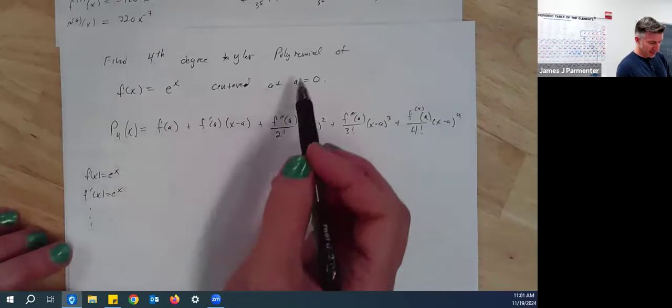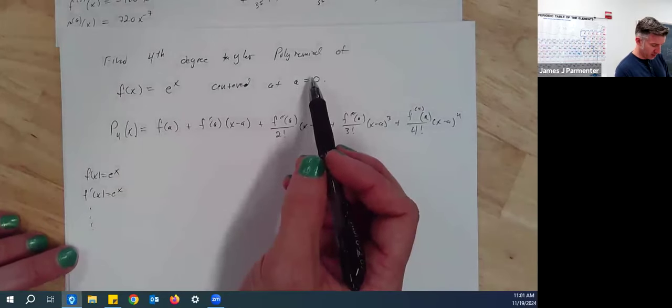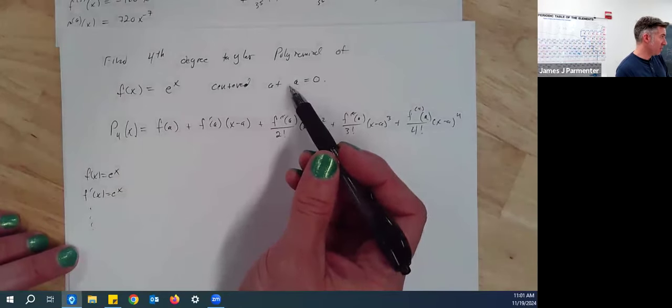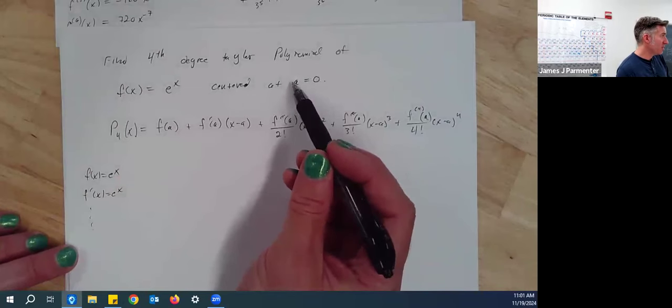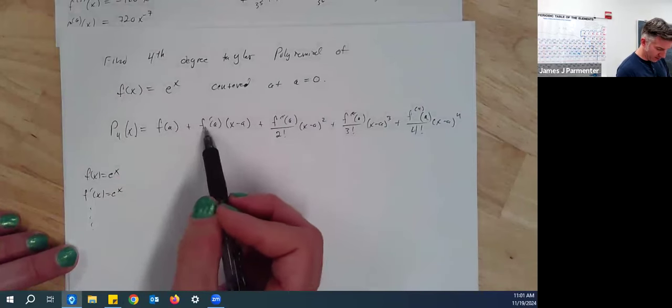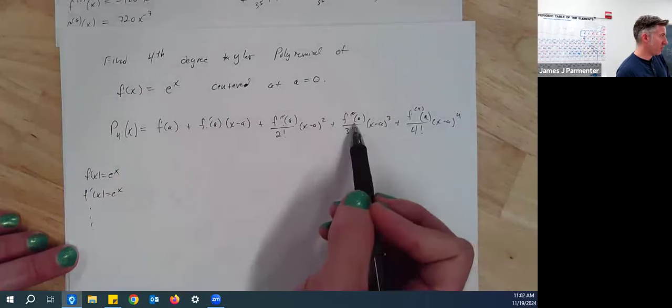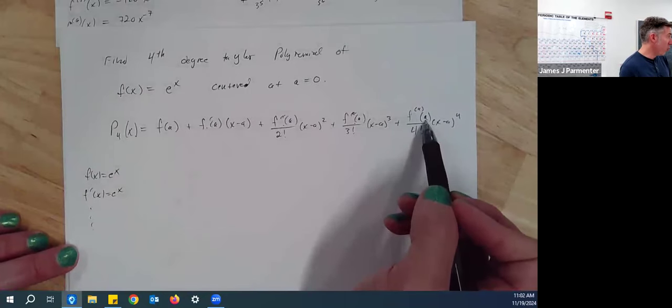So then we also picked a nice center as well. If our center is 0, that means f of 0 is e to the 0, which is 1. F prime of 0 is e to the 0, which is 1. So every f of a, or f prime of a, or f double prime of a, or triple prime of a, or quadruple prime of a is going to be just 1.